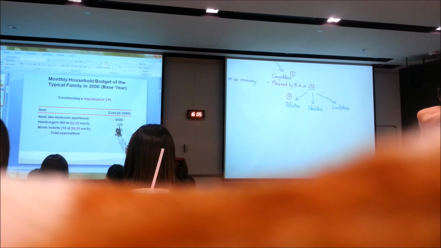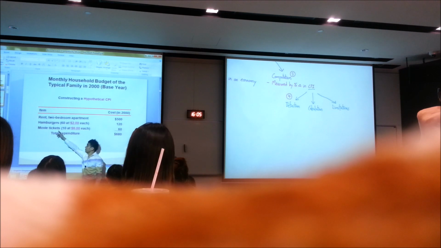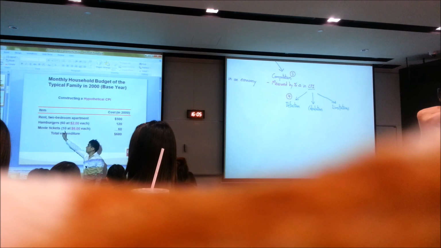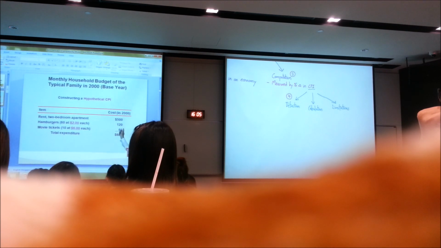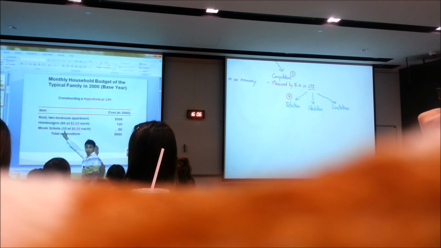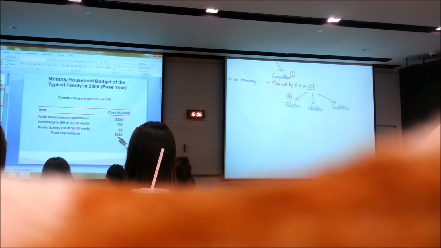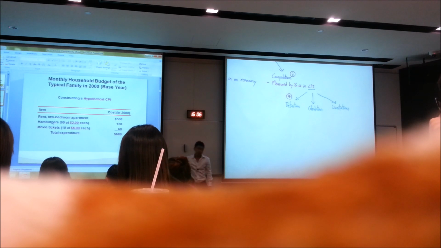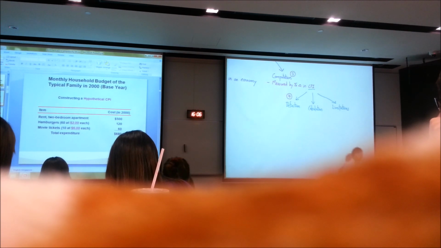Next, movie ticket. In 2000, you buy 10 movie tickets. This quantity is always the base year quantity, okay? Multiply by $6 each, so the cost of movie will be 60. So total, your cost of this basket, which is 1 apartment, 60 hamburgers, and 10 movie tickets, is 680 in the base year. Understand? 680 in the base year. Okay, cost of this basket in the base year is 680.